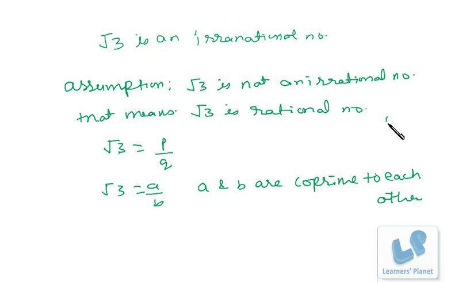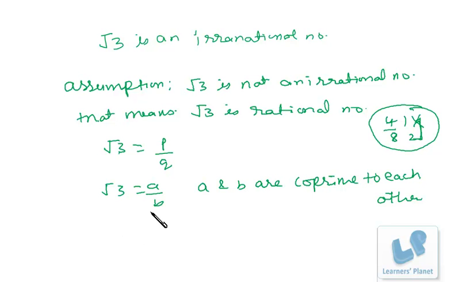Suppose p and q may be 4 by 8. So 2 was a common factor that we eliminated. Now these two numbers are co-prime to each other. It's just for the understanding, right? In examination you don't have to write this, right? So root 3 is p by q. We eliminated the common factor and got root 3 as a by b.